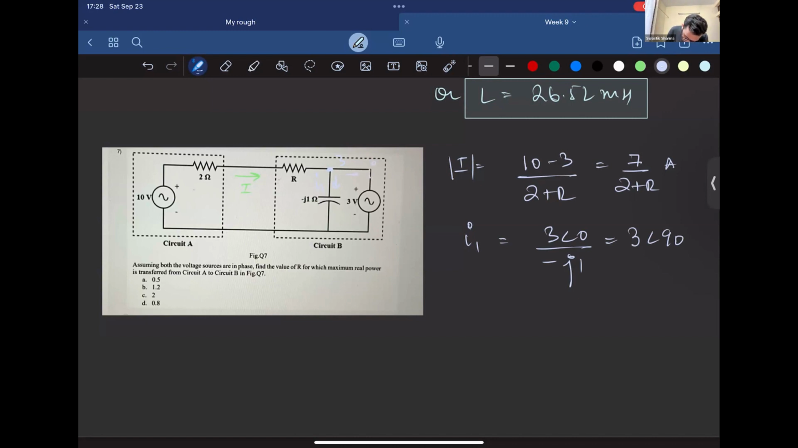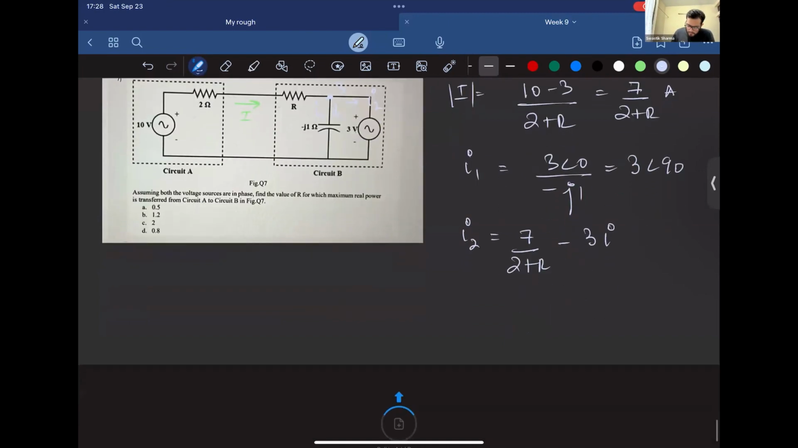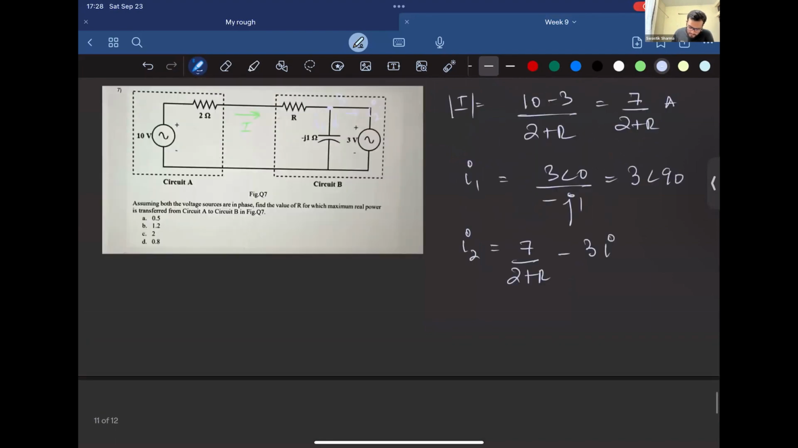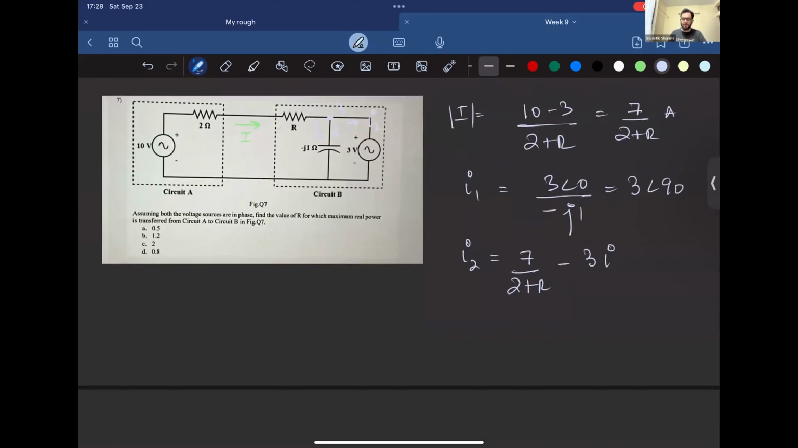So we can calculate the current the 3 volt source is receiving. It's I2, which is nothing but 7 upon (2 plus R) minus 3j. Now, if we calculate the power received by circuit B, what is it going to be?